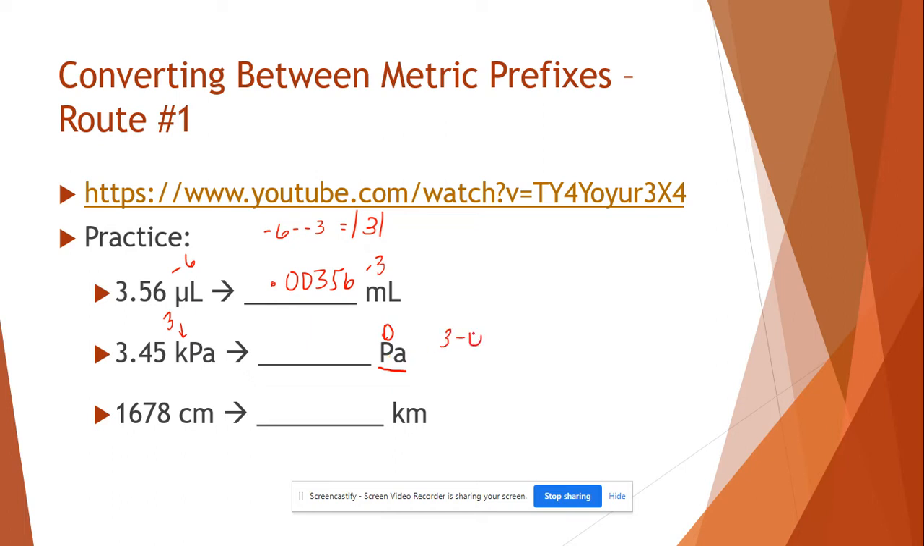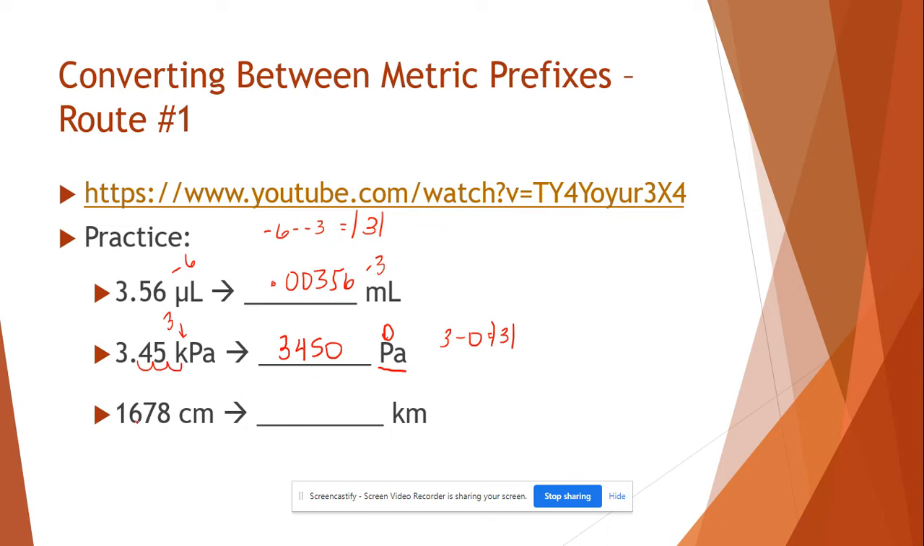3 minus 0 gives me an absolute value of 3. This means I'm moving 3 places. If you look at the chart, you're going to know that I'm going to move 3 places to the right, because in order to go from kilo to the base, I'm going right. So you're going to get 3, 4, 5, 0 if you're moving it to the right 1, 2, 3 times.